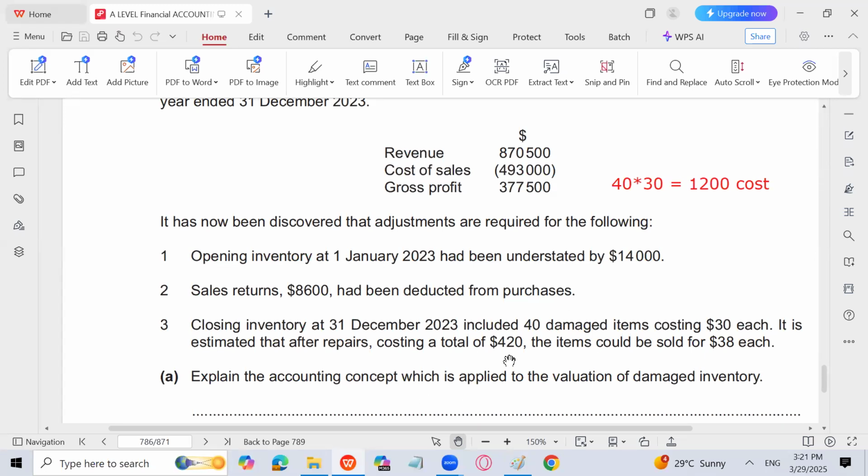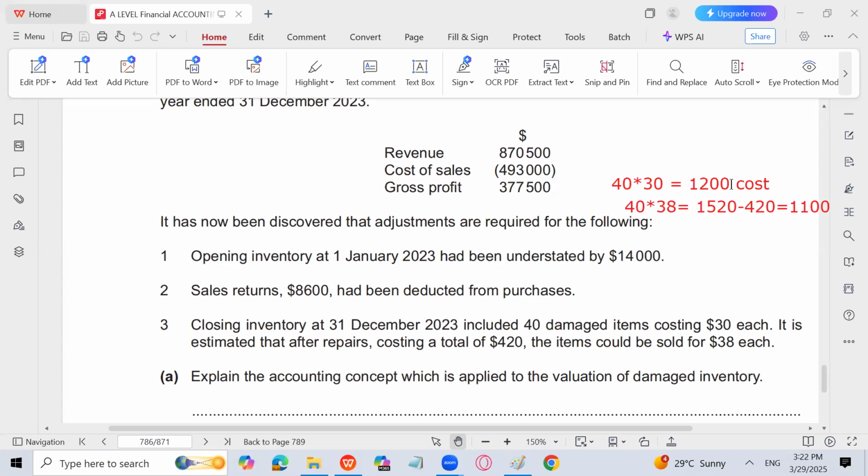Repair costing total of 420. Then if we are going to go for a repair of 420, then the 40 items can be sold for 38 each. So 40 into 38, how much will it come? Please tell me. 40 into 38. Let me calculate it also. 40 into 38, 1520, minus repair cost of 420. So that is going to be how much? It will become 1100. Okay. So the cost is 1200.